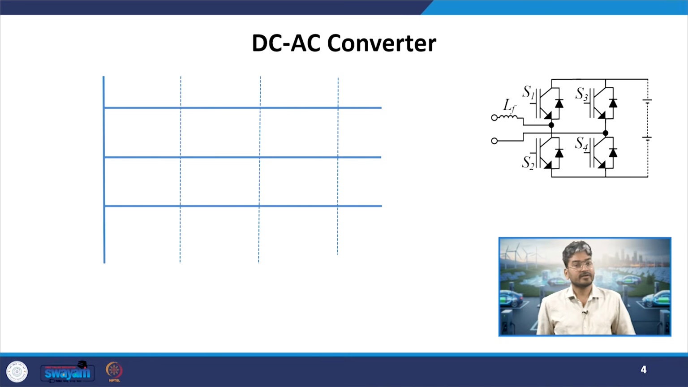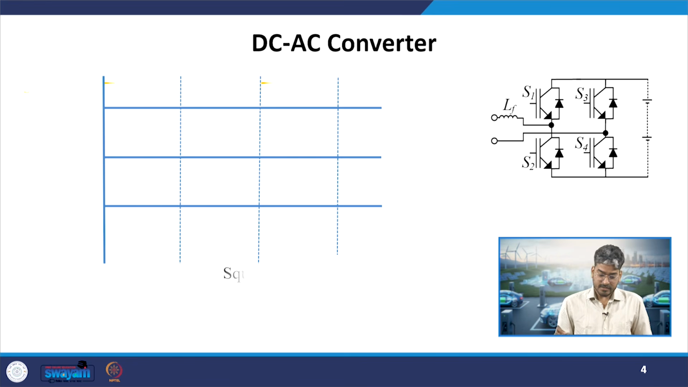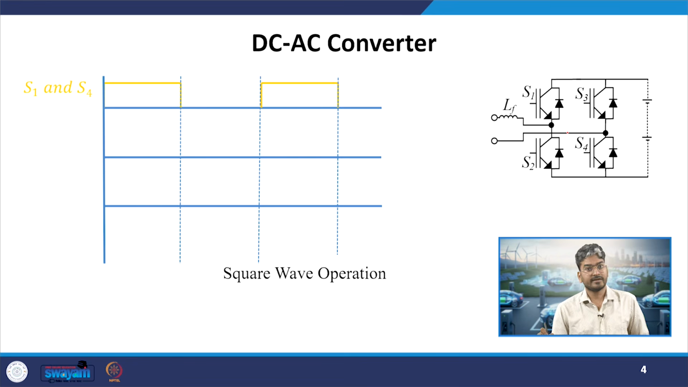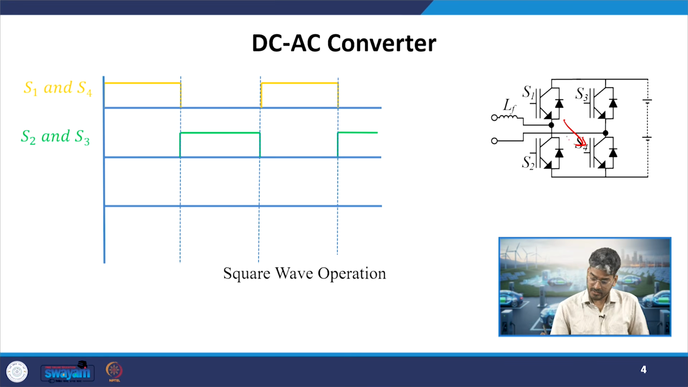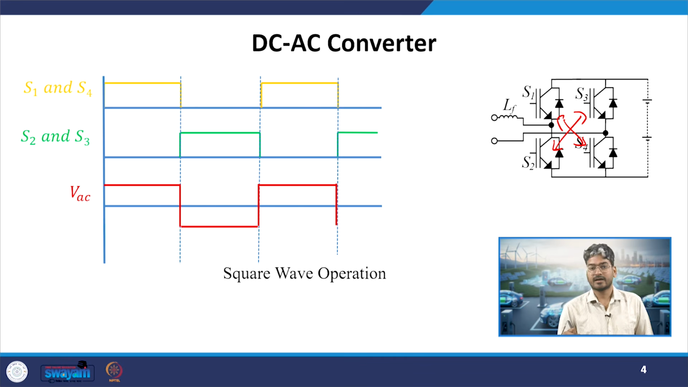Now, continuing with our discussion on the single phase supply, where we had these 4 devices. In the first control technique, the square wave mode, the devices are operated at fundamental frequency. Switches 1 and 4 turn on to give a positive output voltage, and 2 and 3 turn on to give a negative output voltage. These are the pulses given to the converter, and we get an AC voltage.